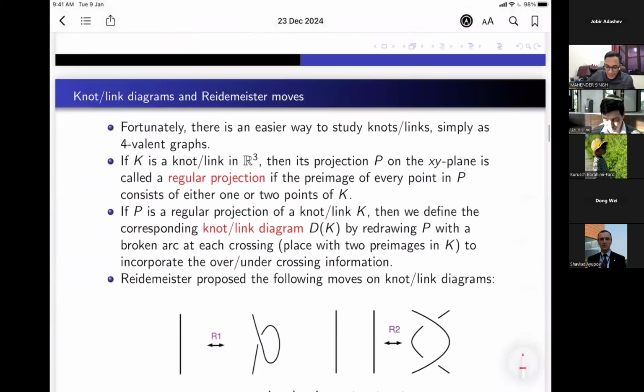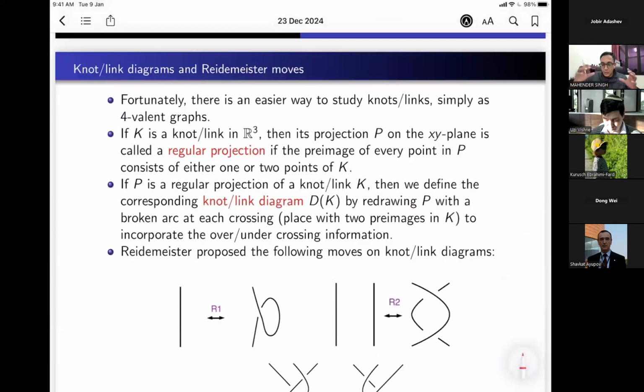So as I said, in the preceding slide, what I showed you was projections of knots. It turns out that it is enough to just study projections of knots, and therefore the whole of 3-dimensional study amounts to just studying some 4-valent graphs, which is combinatorial, and from which you can derive some non-associative structures. So let's look at that.